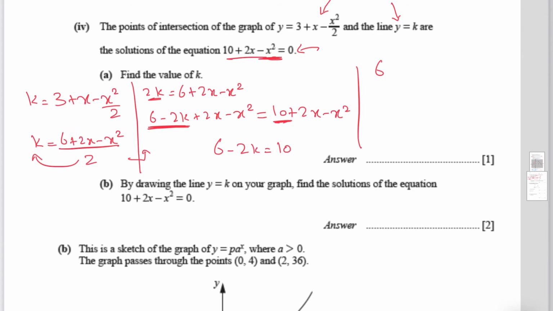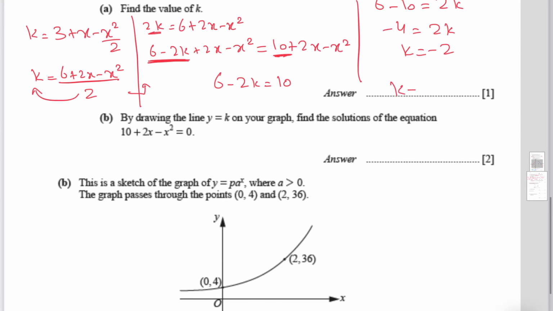So 6 and negative 10. The 10 comes to the left and the 2k goes to the right. So you have negative 4 equal to 2k. So k comes out to be negative 2. So the value of k is negative 2. One second, I wrote k minus 2, but instead I should just write k is equal to negative 2.